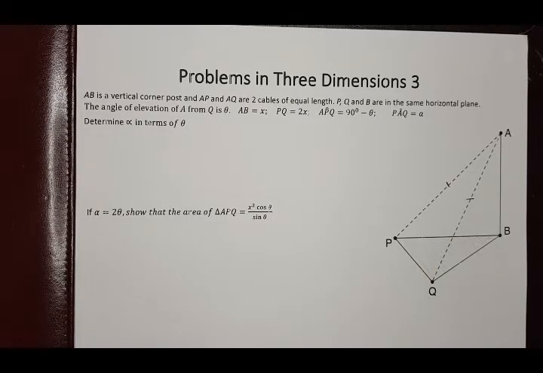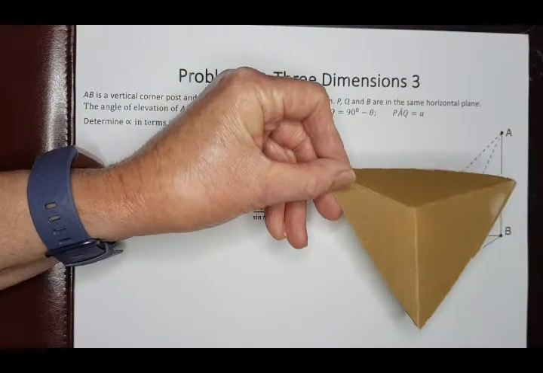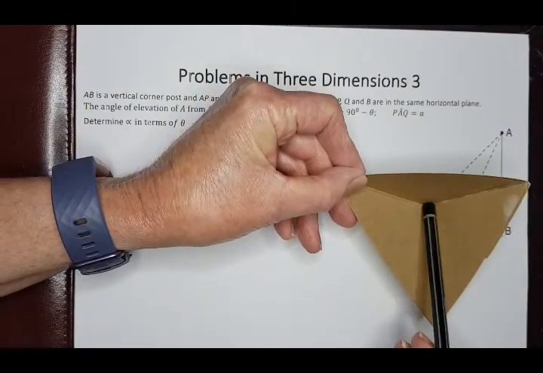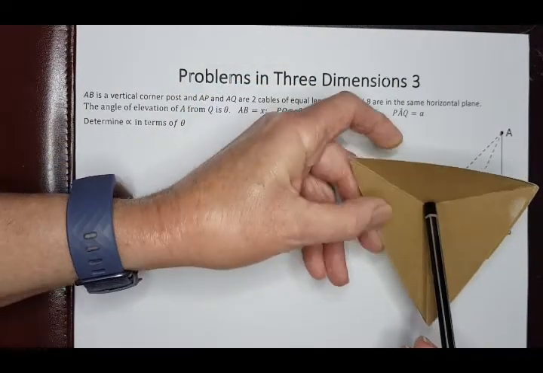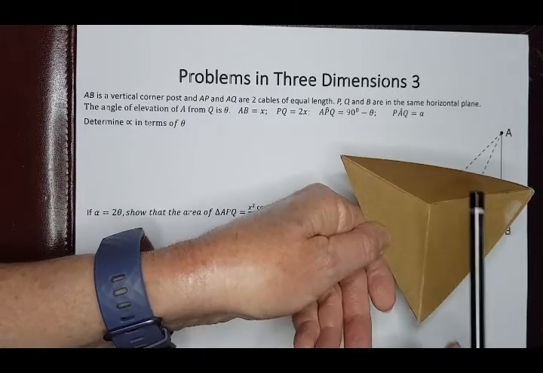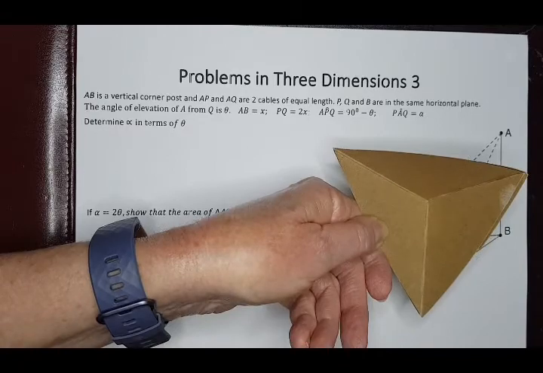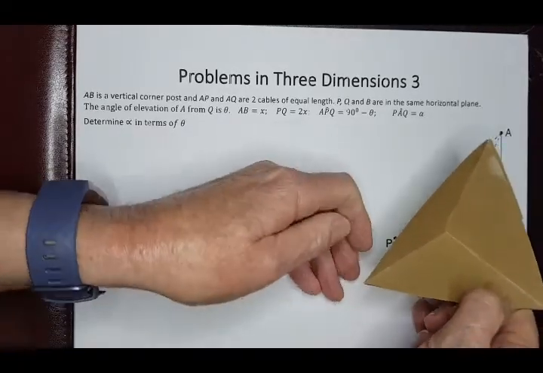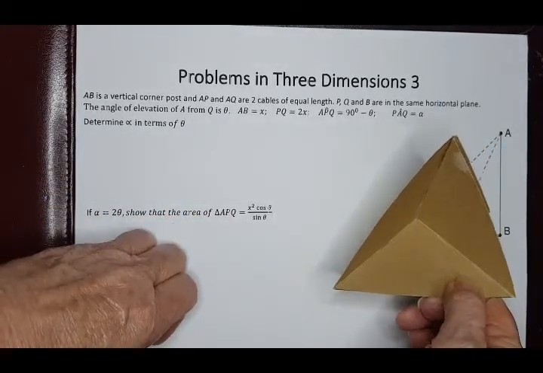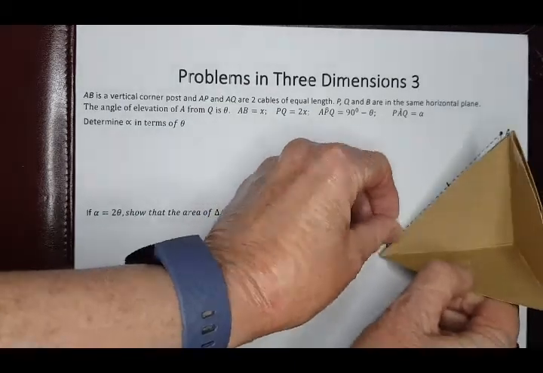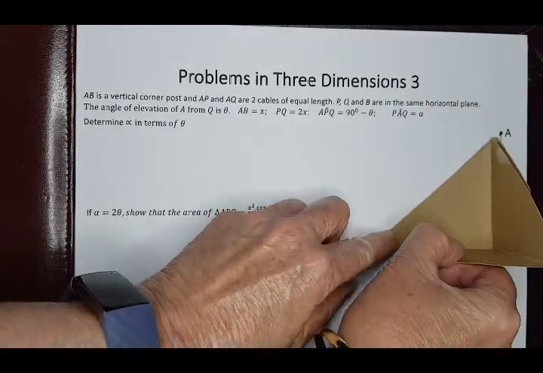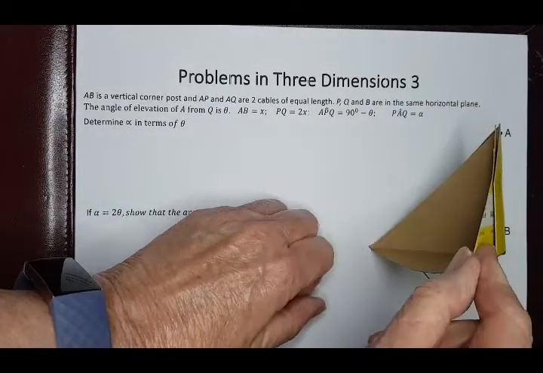All right, AB is my vertical post. These would be my two stays that are equal to each other. In previous examples, our diagram has been drawn like that. Now, the diagram is being drawn like this.